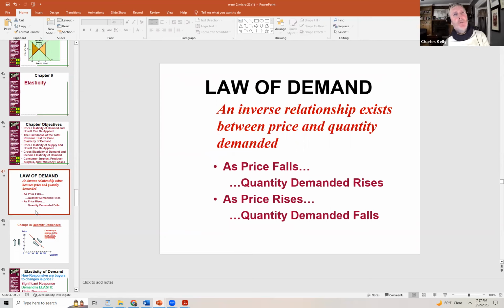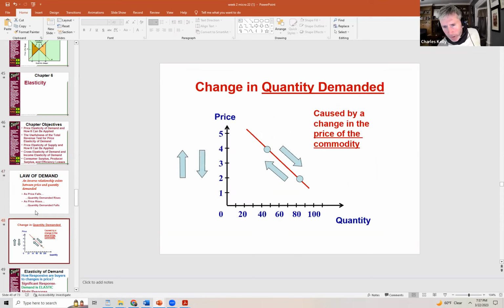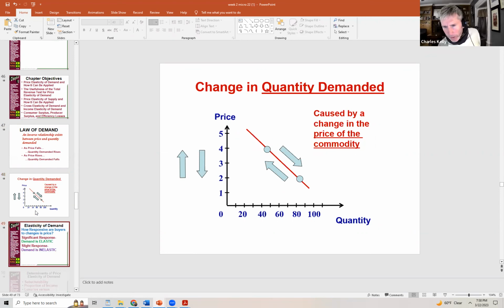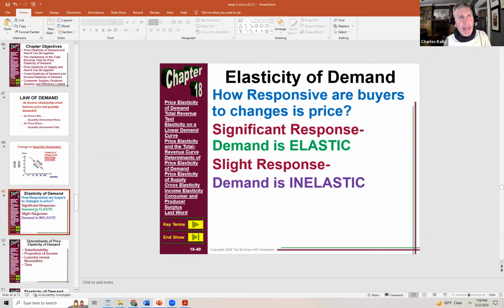There's this inverse relationship between price and quantity demanded. The law of demand: the price goes up, quantity demanded goes down. Price goes down, quantity demanded goes up. We know that. We looked at it graphically and said, okay, price up, quantity demanded down; price down, quantity demanded up. But now we're going to take a closer look at that and say, okay, but how much?